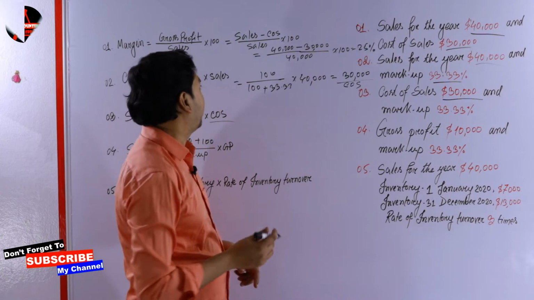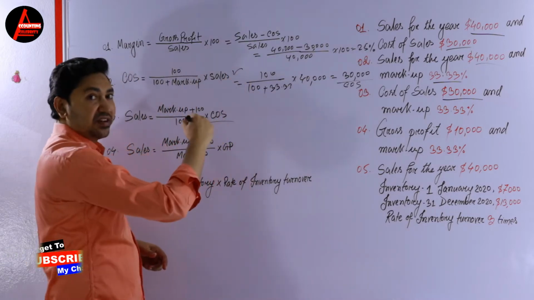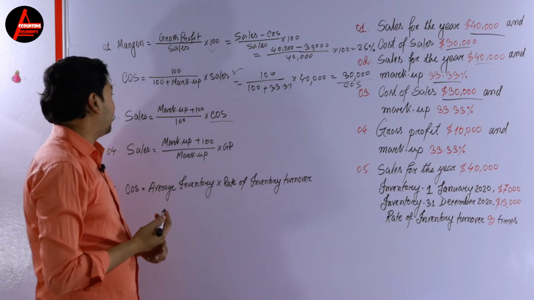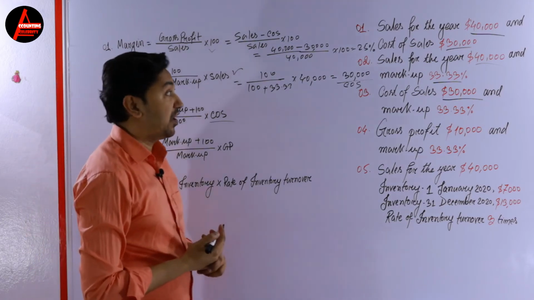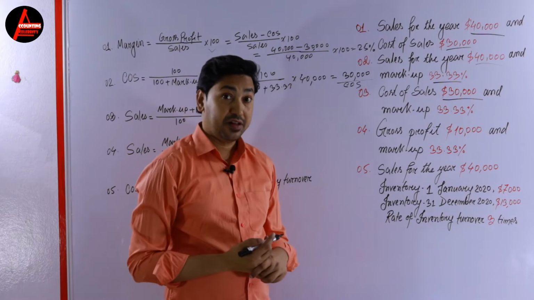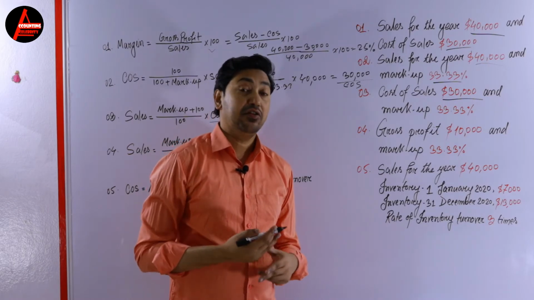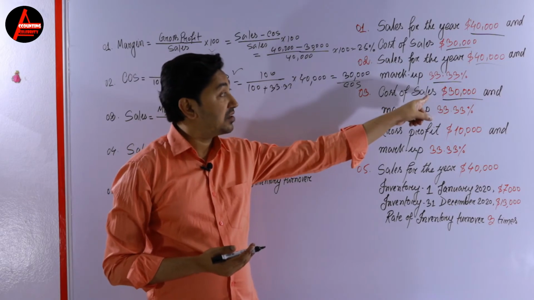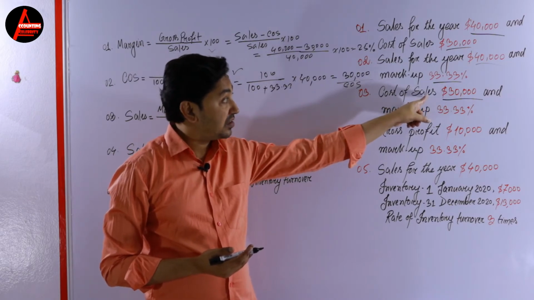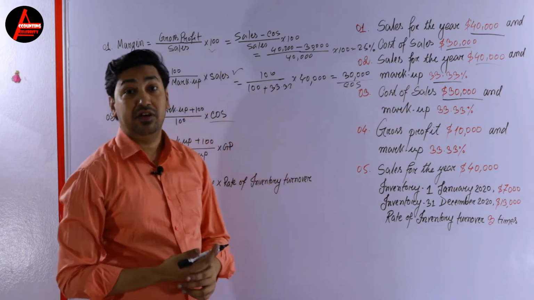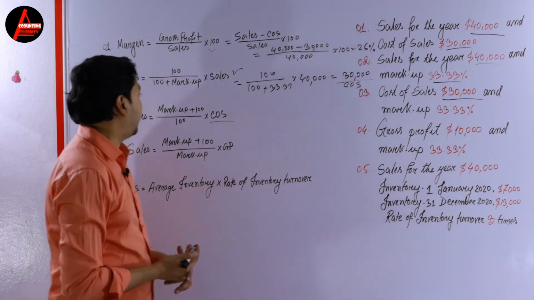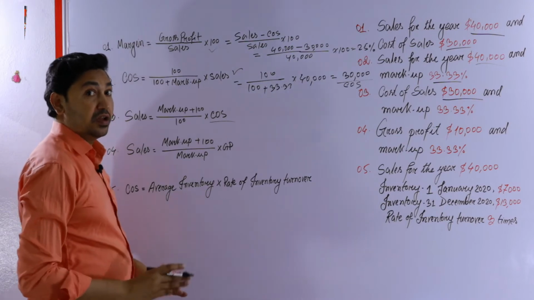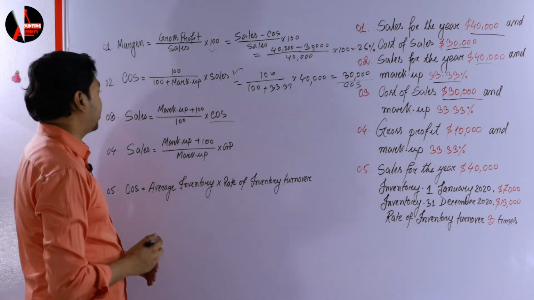So if you apply this formula, you can find the answer. You have to calculate first of all your value of sales. Then when you have the value of sales, you can subtract the cost of sales to calculate your gross profit. When you have gross profit, if you apply the margin formula, you can find your margin.